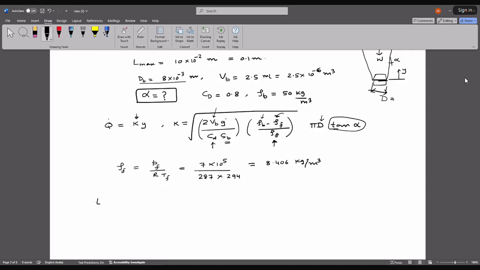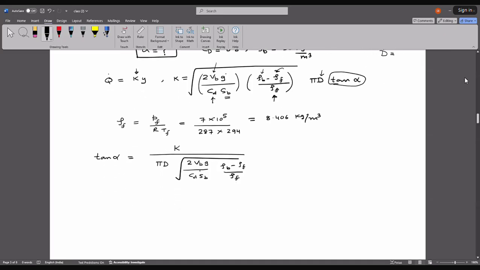So you can write down tan alpha. If you just readjust the terms, it will be K divided by pi d into the square root of 2 VG over CD SB into the density term. So you substitute all the values that we know.